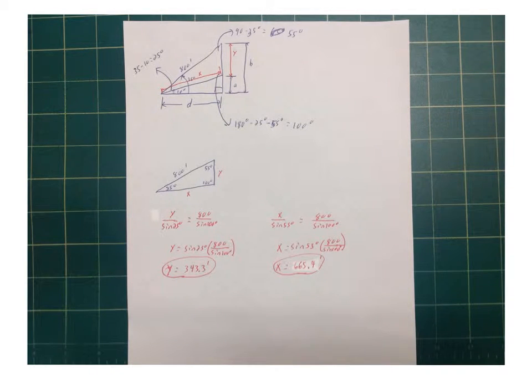Hello, I saw your question on the discussion board, and you were given this picture. I wrote a little bit over it. You want to find what's in red, X and Y. So you're given this length was 800.